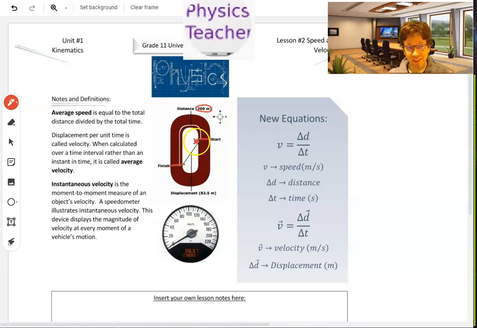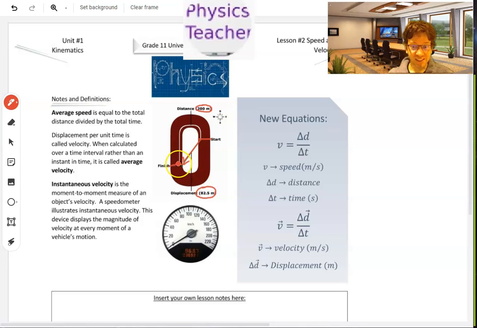But displacement is a vector, so it cares. Displacement is just your change in position. So comparing our final position and our initial position, if we were to draw that as a vector, it looks like this. Even though that's not where we ran, we took a different path. But if you just compare where we started and finished, that's our displacement, which would be like this.